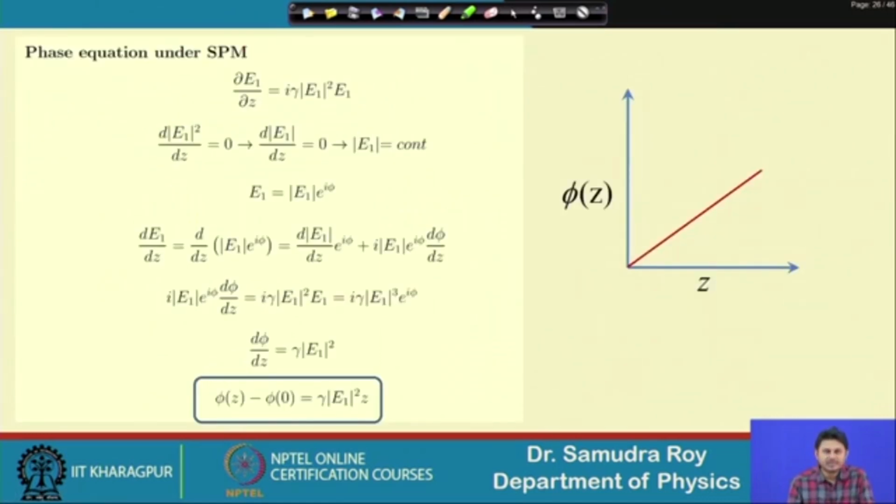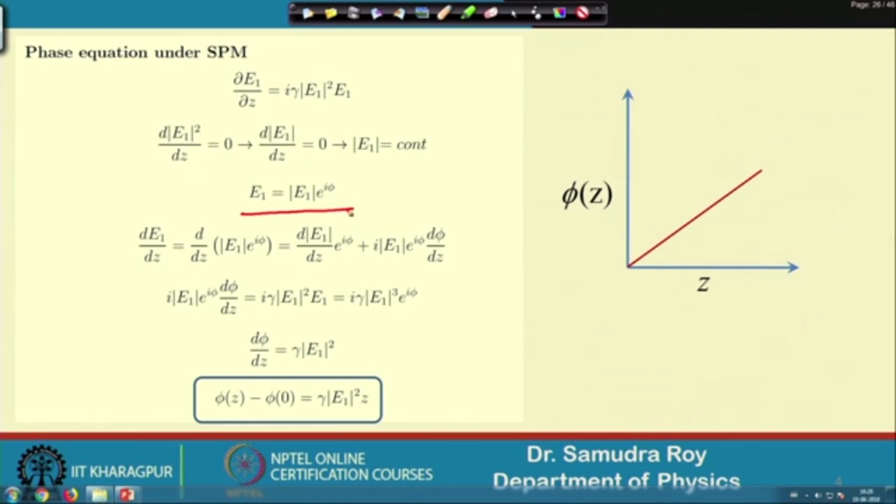Well, amplitude is now conserved. Once the amplitude is conserved, as I mentioned in the previous slide, that E1 can be represented as mod of E1 into e to the power i phi. So now if I represent this E in amplitude and phase terms, and then take a derivative over that, then I can write this derivative as E1 e to the power i phi. If I divide this derivative, we will have dE1/dz e to the power i phi and i E1 e to the power i phi d phi/dz.